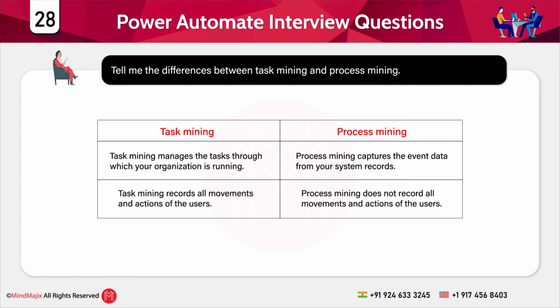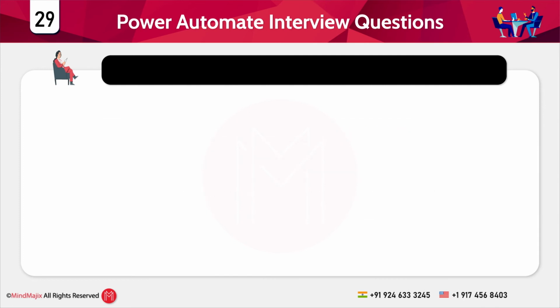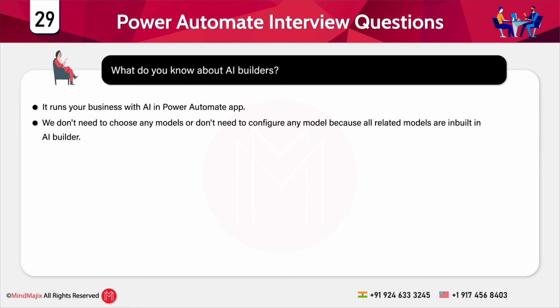Okay, so these are the two key differences between task mining and process mining. The next question is, what do you know about AI Builder? So AI Builder is an inbuilt feature in Power Automate that helps to design optimized business processes. It runs your business with AI in the Power Automate app. So we don't need to choose or configure any models, because all related models are inbuilt in AI Builder.